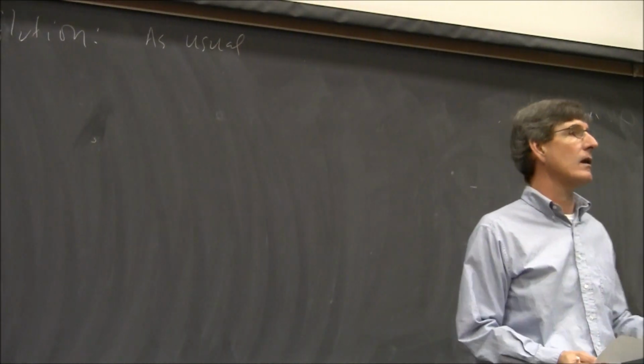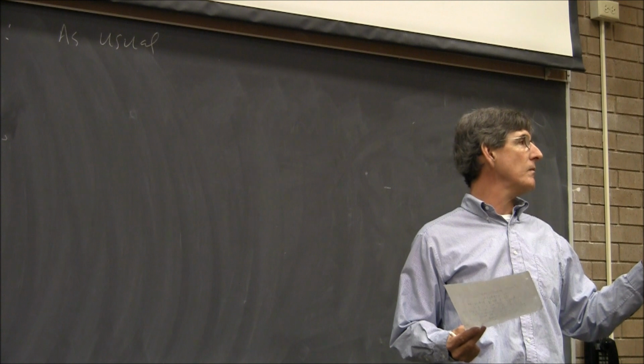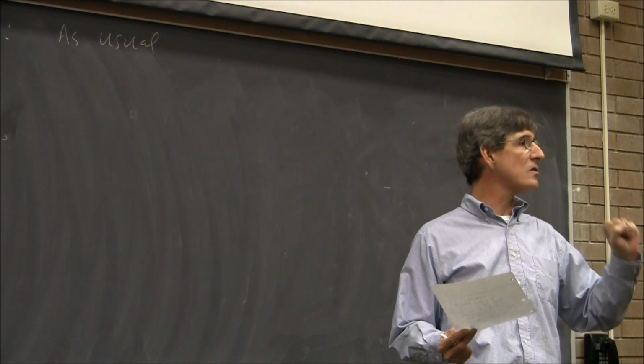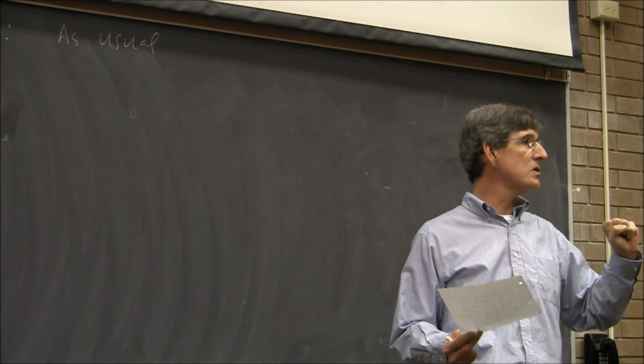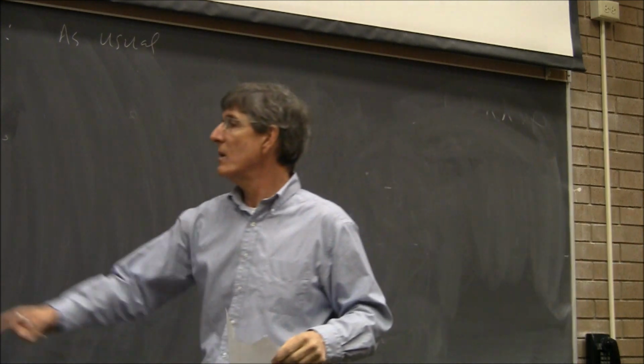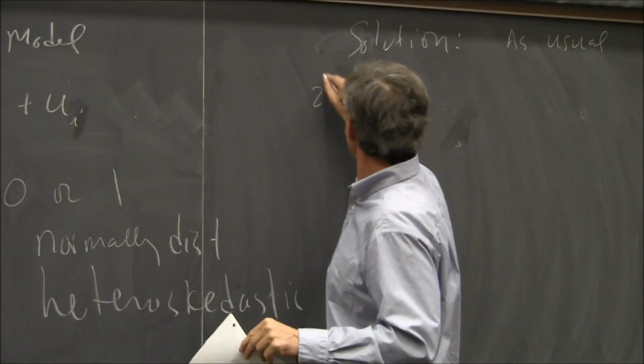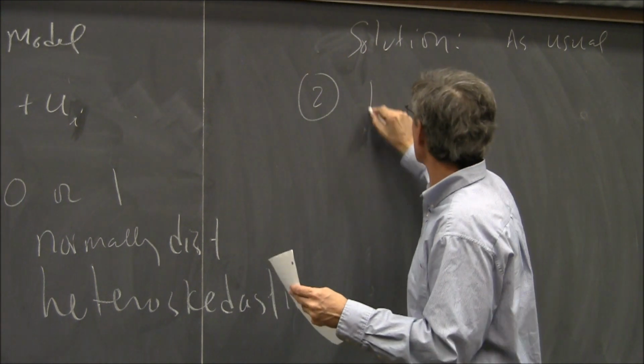So that's it for that model. Describe it and describe its problems, describe the solution. But the solution you already know, and the problems are these two. Okay, the second model we looked at was called a Probit model.